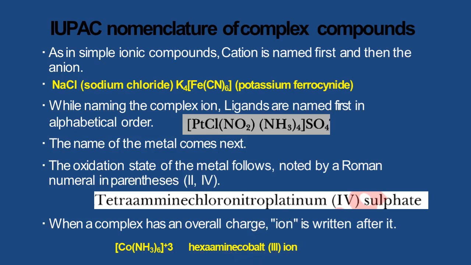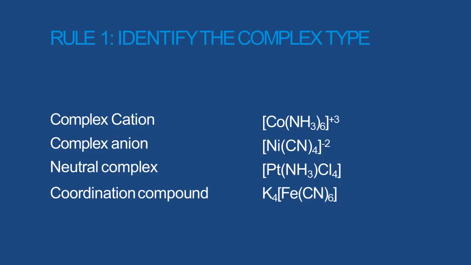Now students, let us study the details of these rules and how we are going to apply them. The first rule is that we have to identify the type of the complex. What do we mean by the type of the complex? The complex may be a simple cation, it can be an anion, it can be a neutral complex having no charge at all, or it can be a coordination compound comprising the cation as well as the anion.